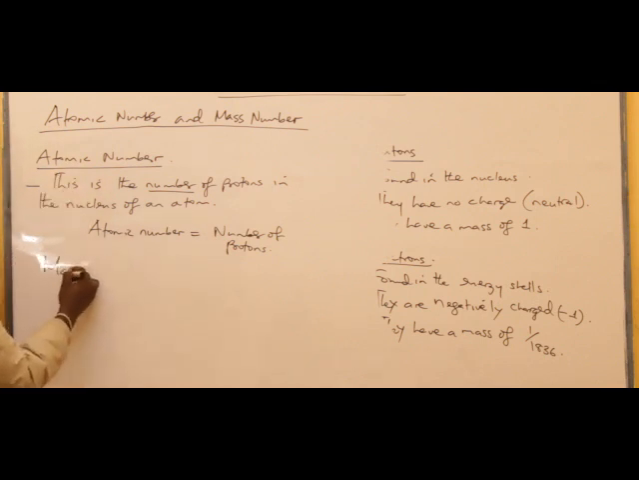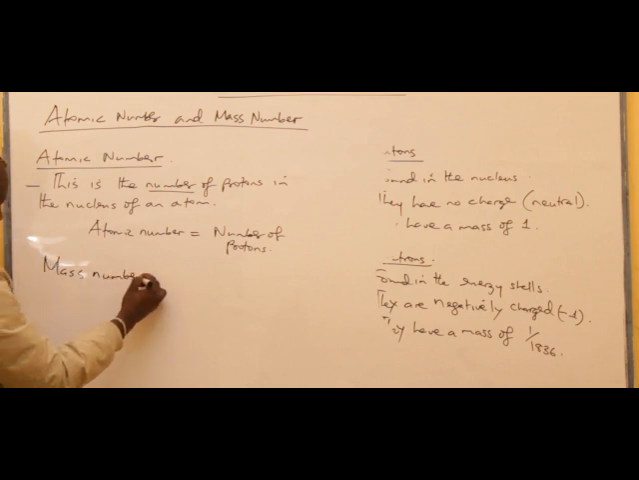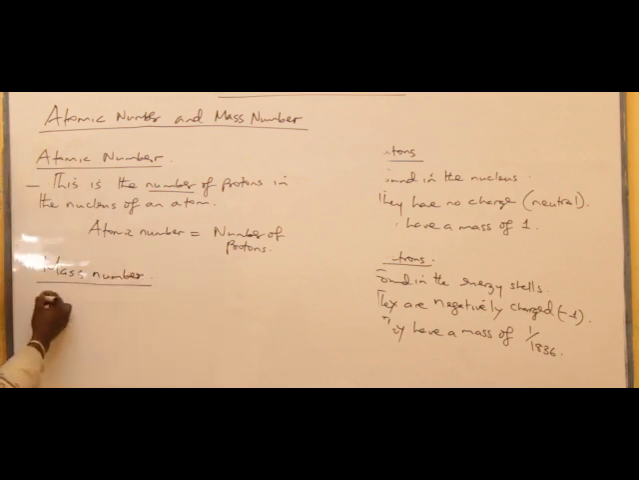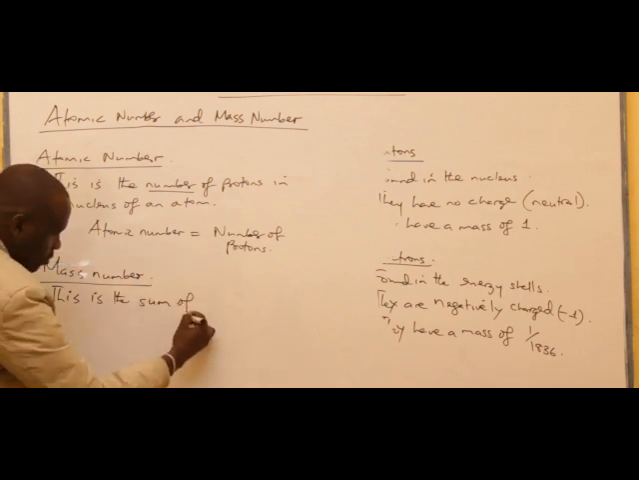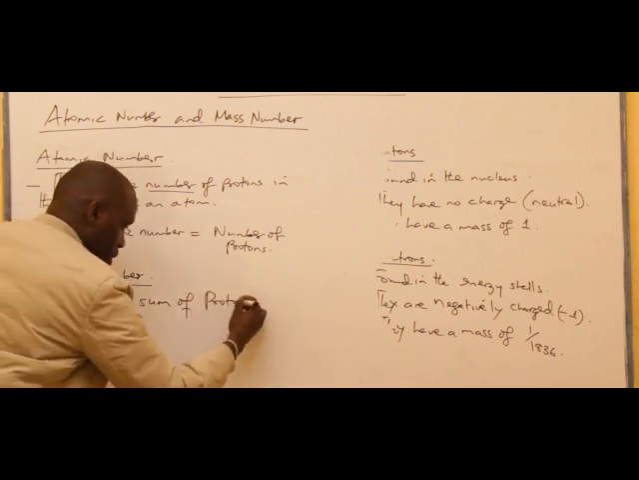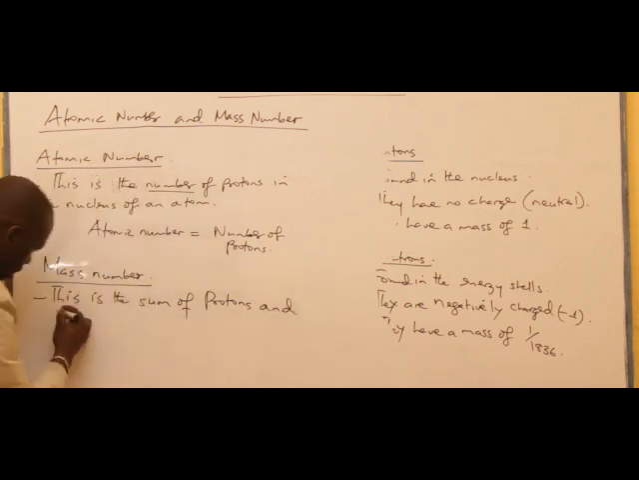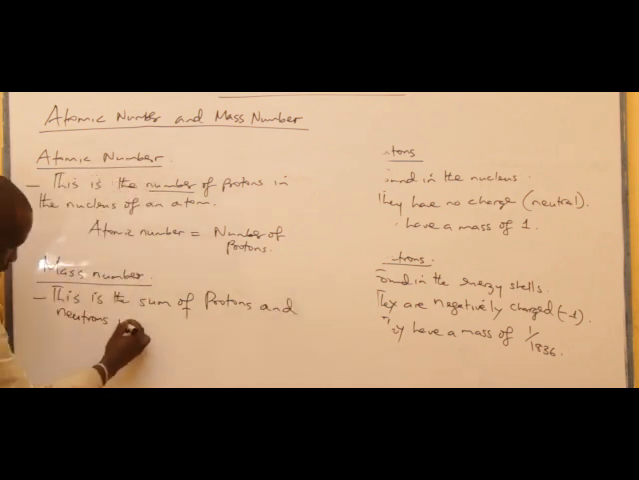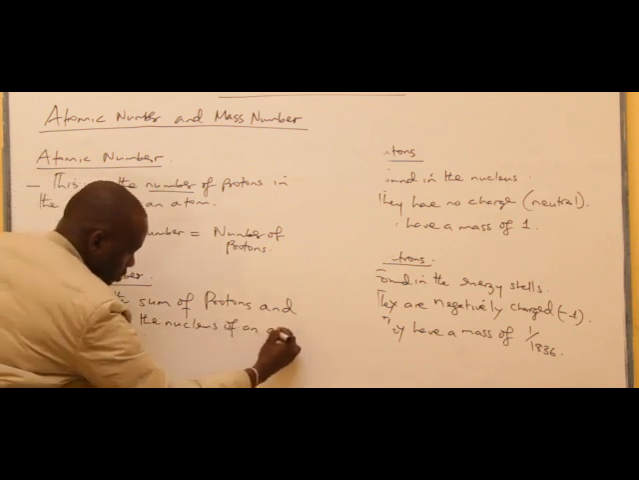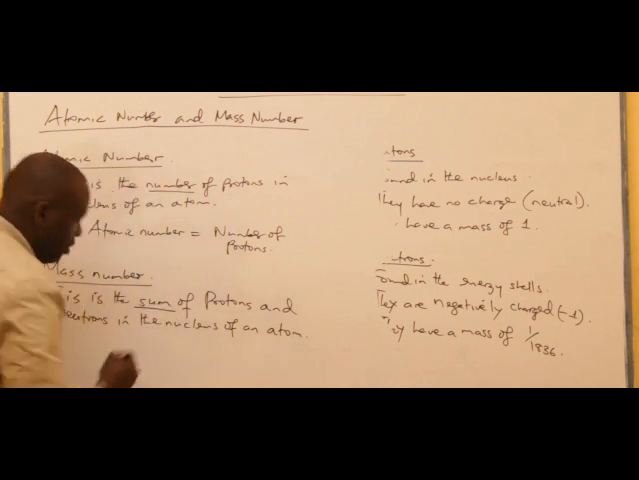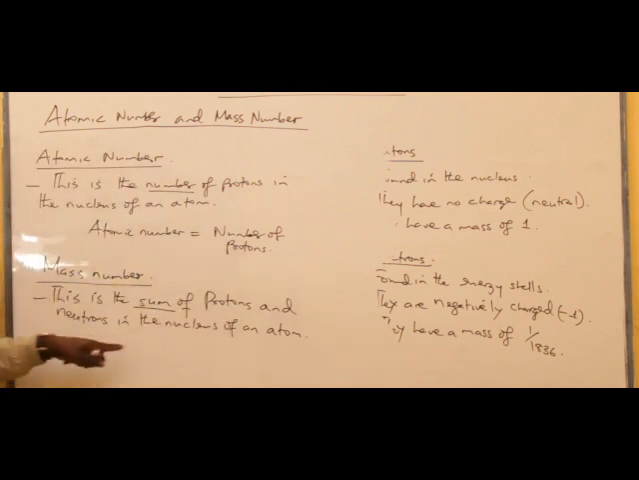Next, mass number. Mass number is the sum of protons and neutrons in the nucleus of an atom. When we say sum, we mean you take the protons and you add them to the neutrons, those that are found in the nucleus of an atom. When you add them together, what you get is known as mass number.